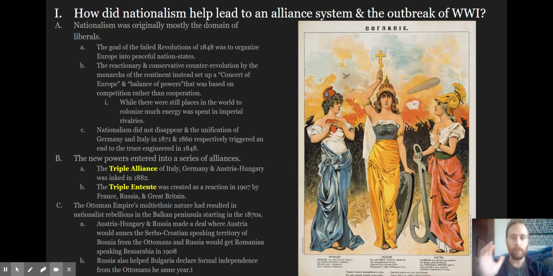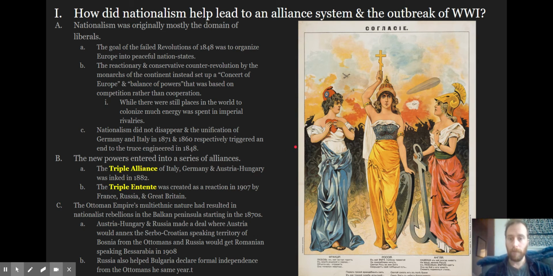as part of the Franco-Prussian War that created the German state. The last bit of nationalism that helps lead to World War I is that the Ottoman Empire has a multinational nature. They have Greeks, they have Romanians, they have Croatians, they have Bulgarians, they have Turks, many of whom have different languages, most of whom have different religions. And Russia has an agenda starting in the 1870s to beat up on the Ottoman Empire and free all the Orthodox Christians from this Muslim empire's territory, basically.